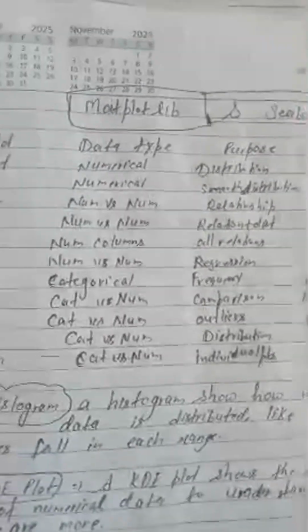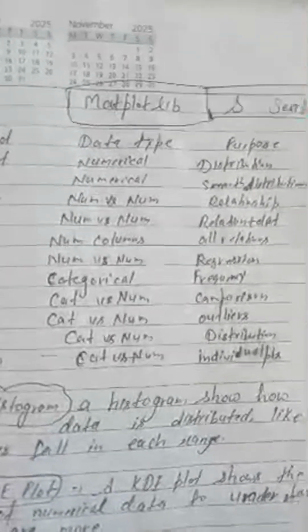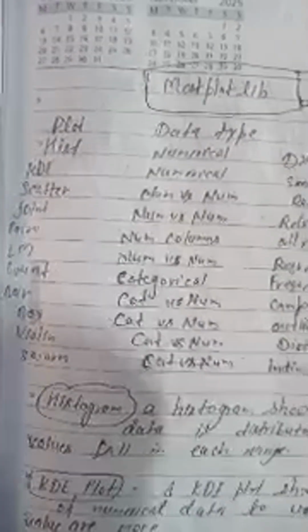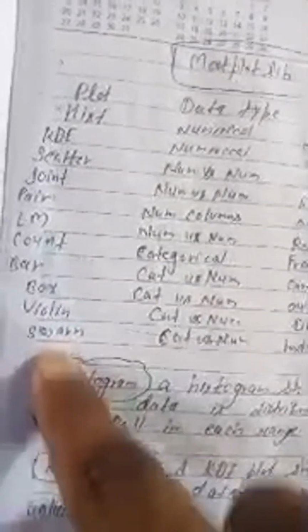So now we are going to revise other libraries of Python, which are matplotlib and seaborn. So let's see what a plot is. We have already studied this, we are just trying to revise it. So what are hist, kde, scatter, joint, pair, lmplot, count plot, bar plot, box plot, violin plot, swarm plot? These are the plots that we have discussed in seaborn. And where are you going to use these plots?